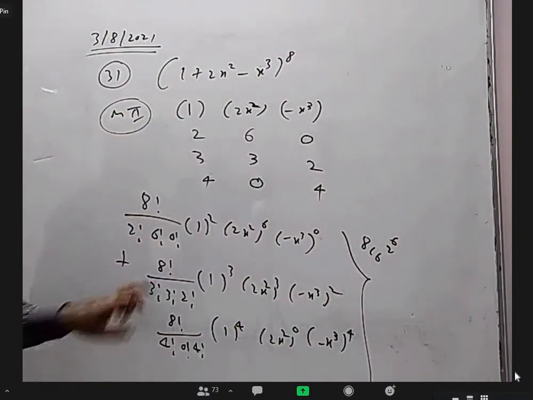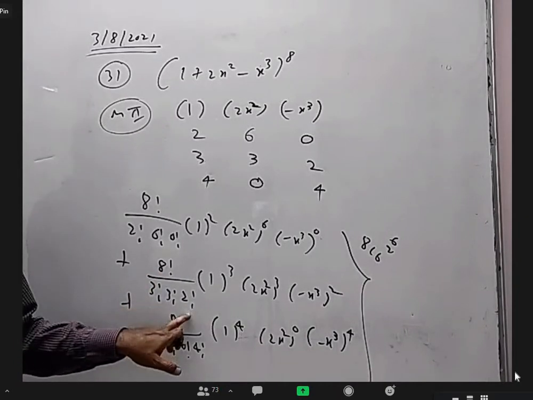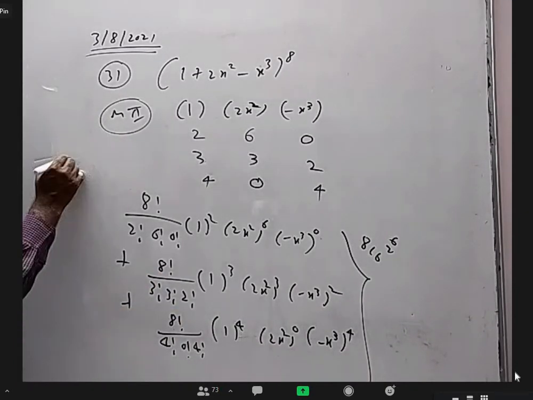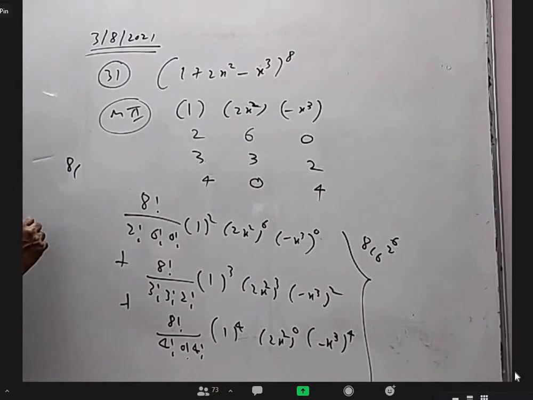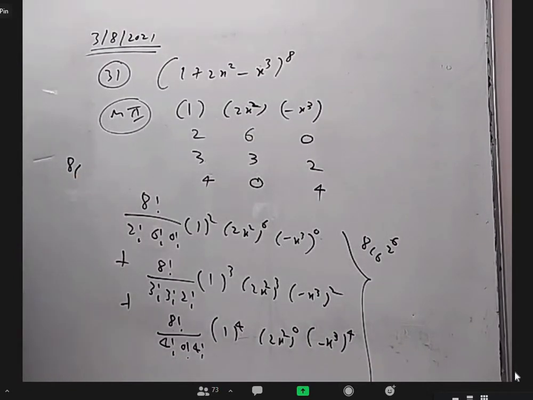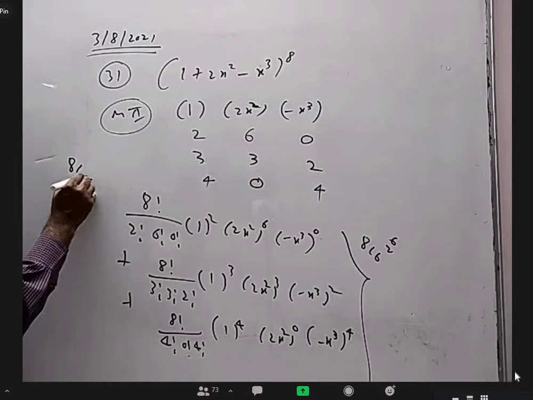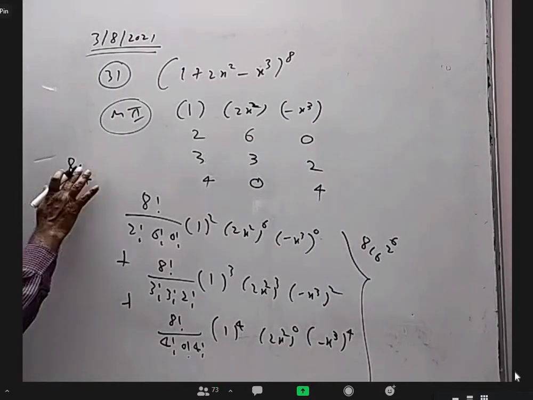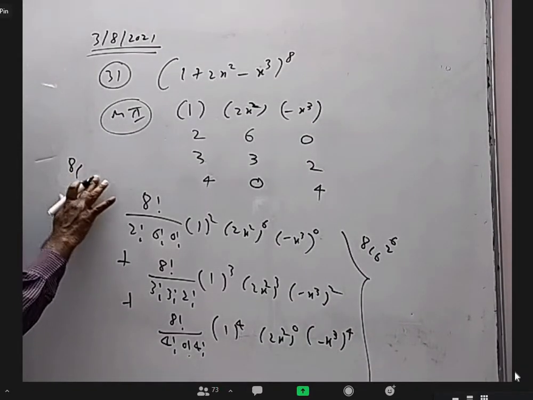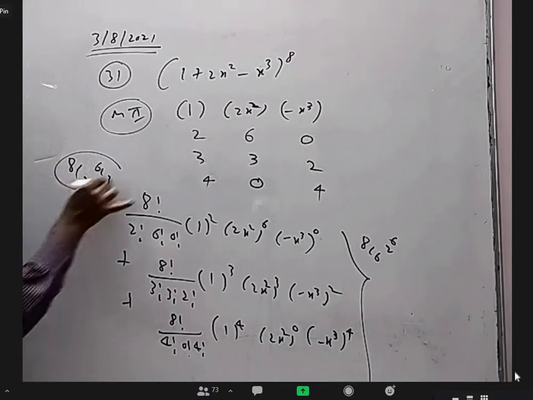You know what is this? 8 factorial by 3 factorial, 3 factorial, 2 factorial. That is same as earlier. For you it was what? Earlier, the second time, we got 8c2 or 8c4 into something. Did we get something like that? 8c2 into 6c3. Yeah, that and this are same.